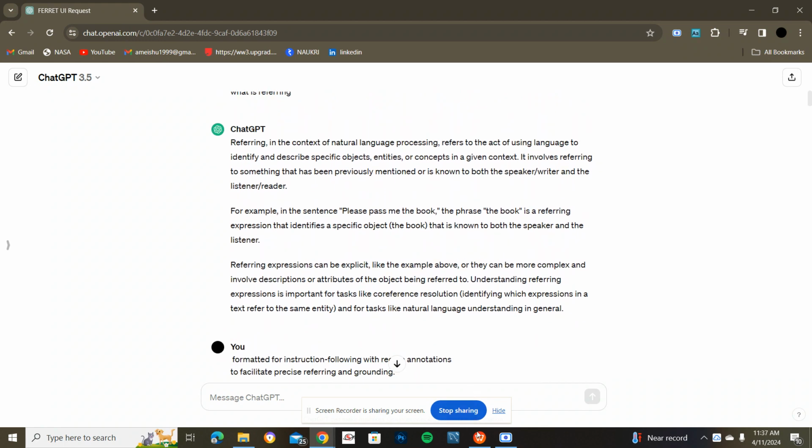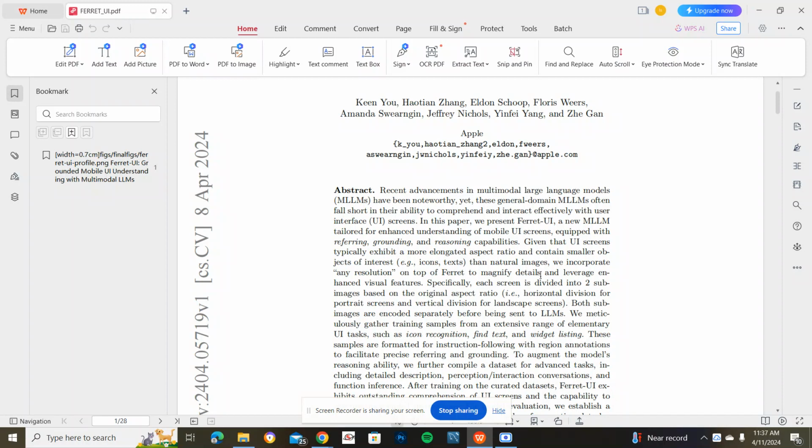Now let's get back to this research paper. Given that UI screens typically exhibit a more elongated aspect ratio and contain smaller objects, I hope you understand aspect ratio, like what is a UI screen size, length to width. Each and every UI screen also contains a lot of objects in it. So it has icons, text. So we incorporate any resolution on top of it to magnify the details and leverage enhanced visual features.